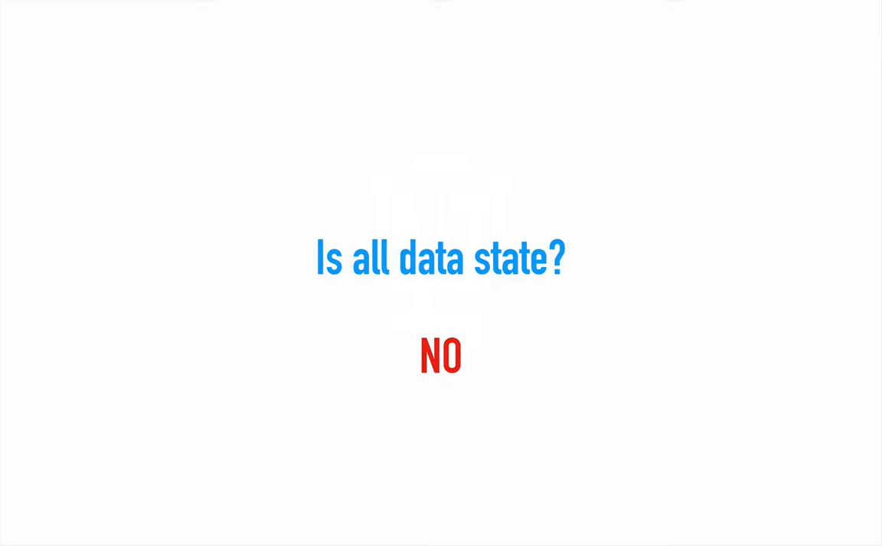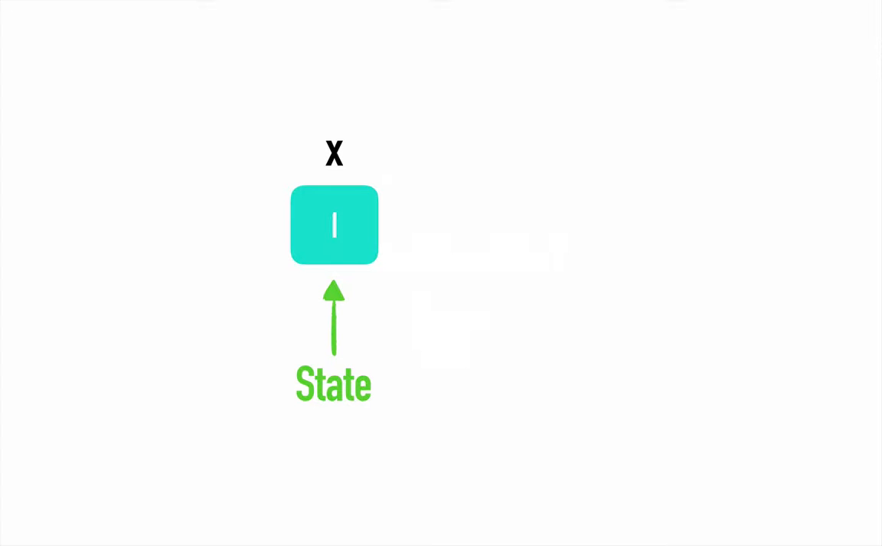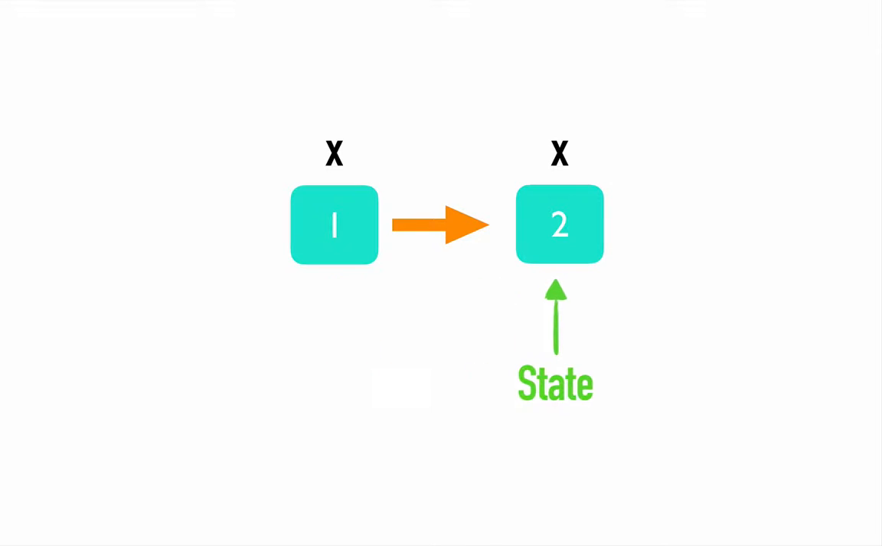Let's say we have an ordinary program running. There is a variable x. The current value is 1. Then 1 is the state of the program. Later, x is changed to 2. Now, 1 becomes history. 2 becomes the state of the program. State means not only data, but also data in use.